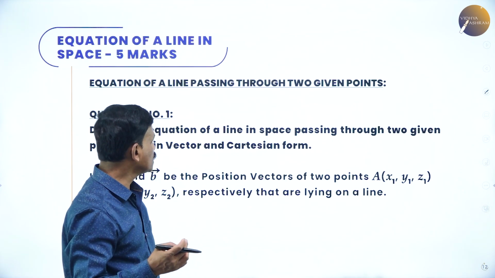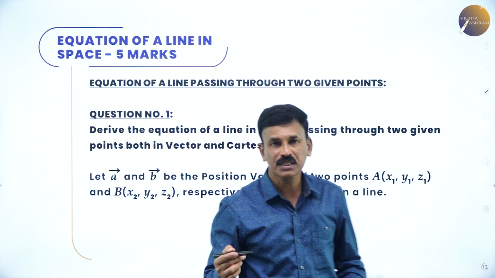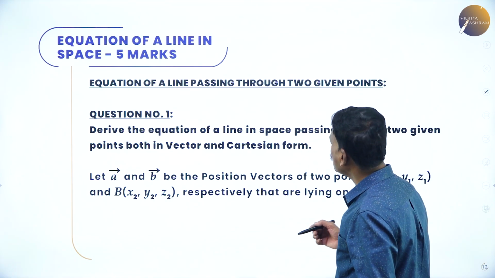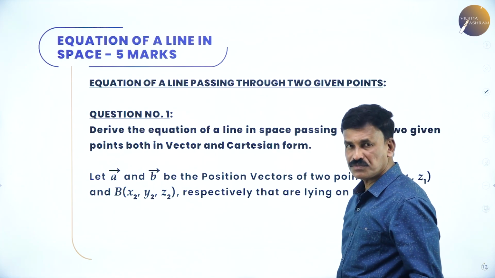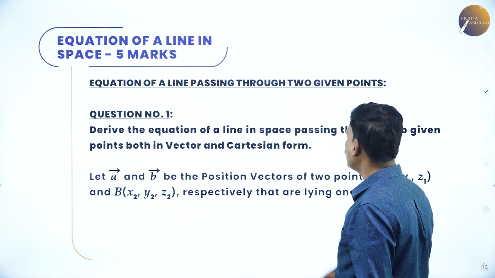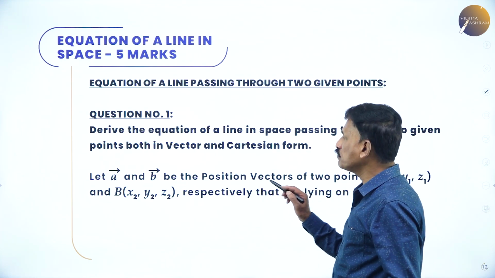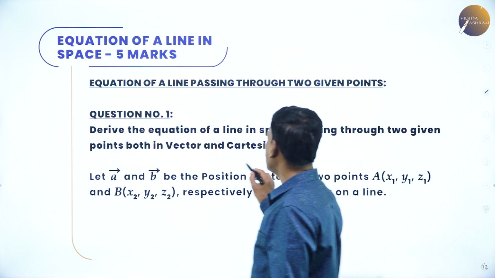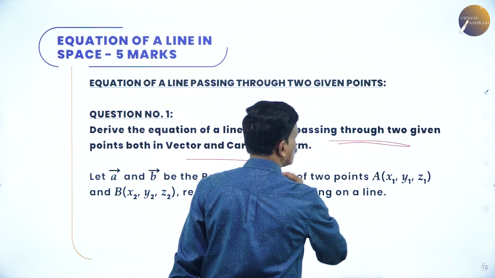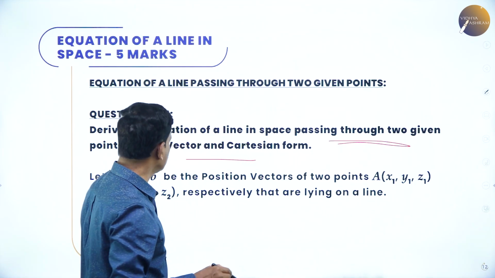Now let us move on to the next one. So very important next derivation. Equation of a line passing through 2 given points. This is also very important for 5 marks. Derive the equation of a line in space passing through 2 given points, both in vector and Cartesian form.